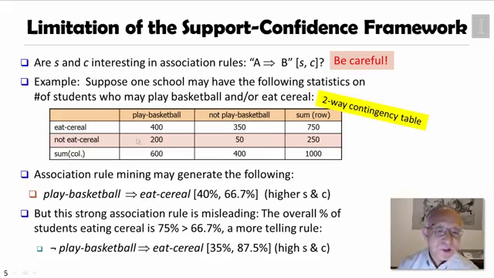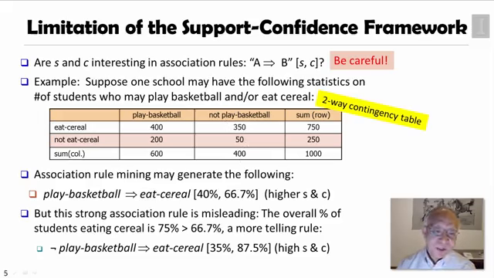Actually, if we say not playing basketball implies eating cereal, you will see not playing basketball and eating cereal is 35%, but the confidence is even higher, because 350 eat cereal out of 400 people. So this one is even higher.